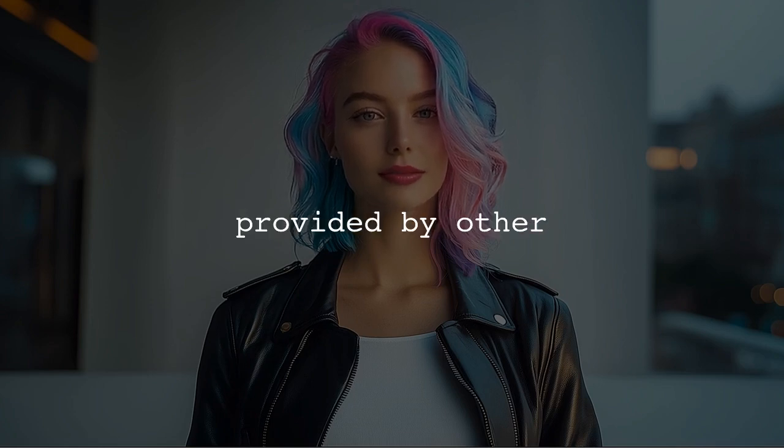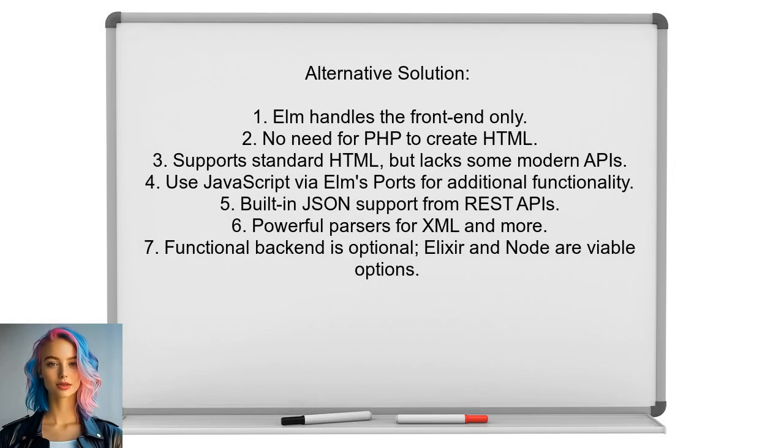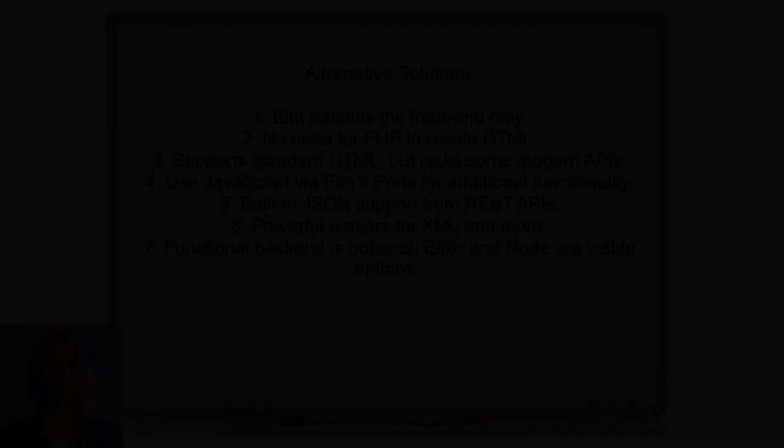Now let's look at the answers provided by other users. This user explains that Elm is focused solely on the front end, eliminating the need for PHP to generate HTML. It supports standard HTML but lacks some modern web APIs which can be accessed through JavaScript using Elm's ports. Elm also has built-in support for JSON from REST APIs and offers powerful parsers for other formats like XML. While a functional backend is suggested, it's not required, as they have successfully used Elixir and Node.